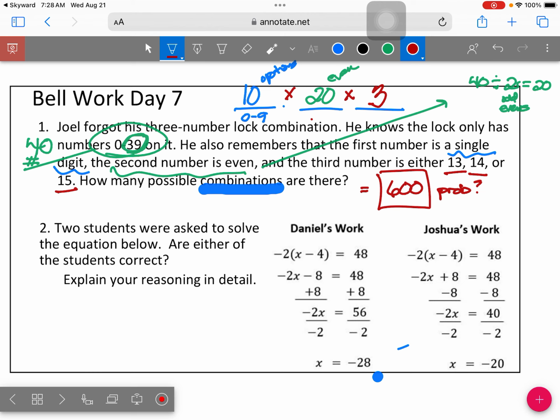I know I'm out. I don't have any more right now. There's paper towels over there. Yeah.